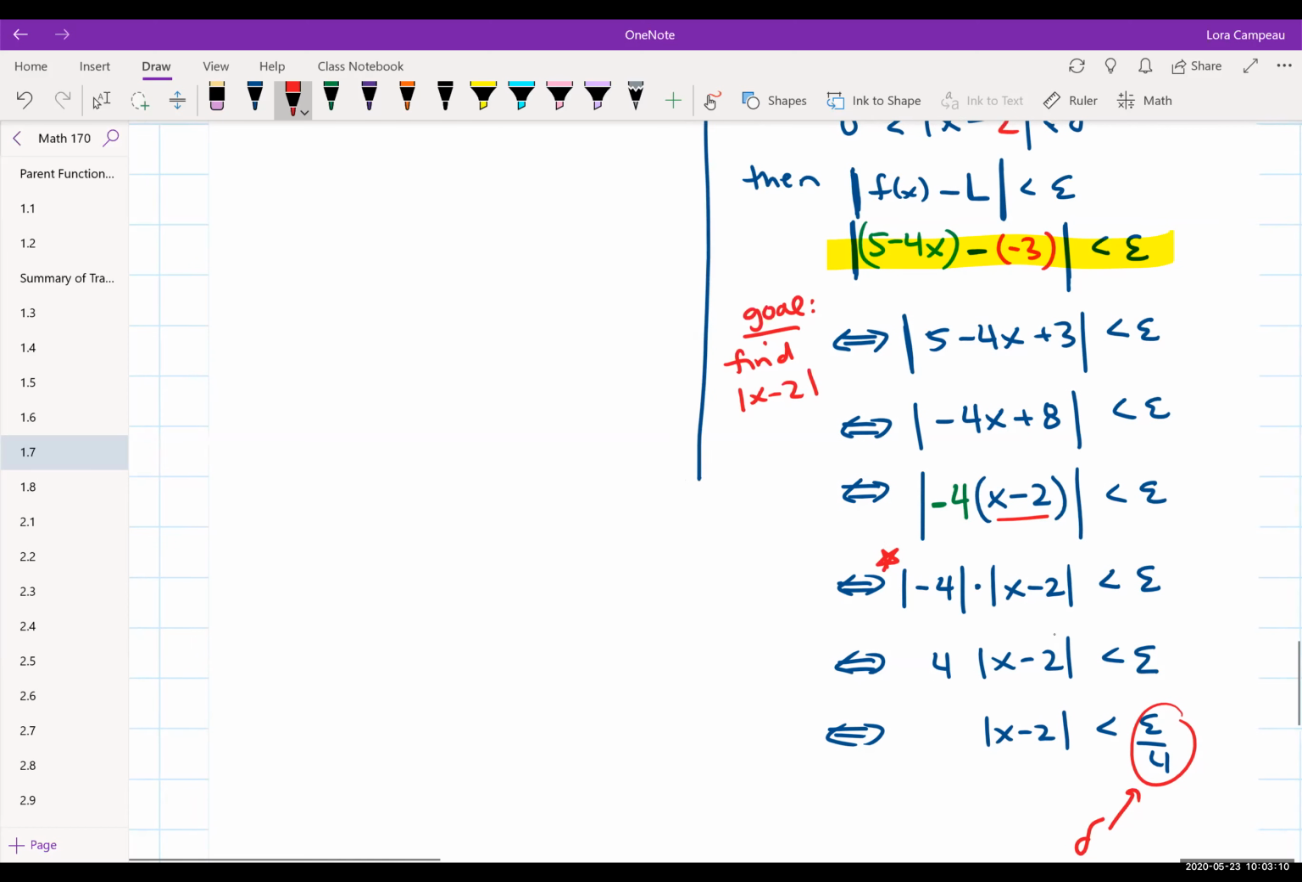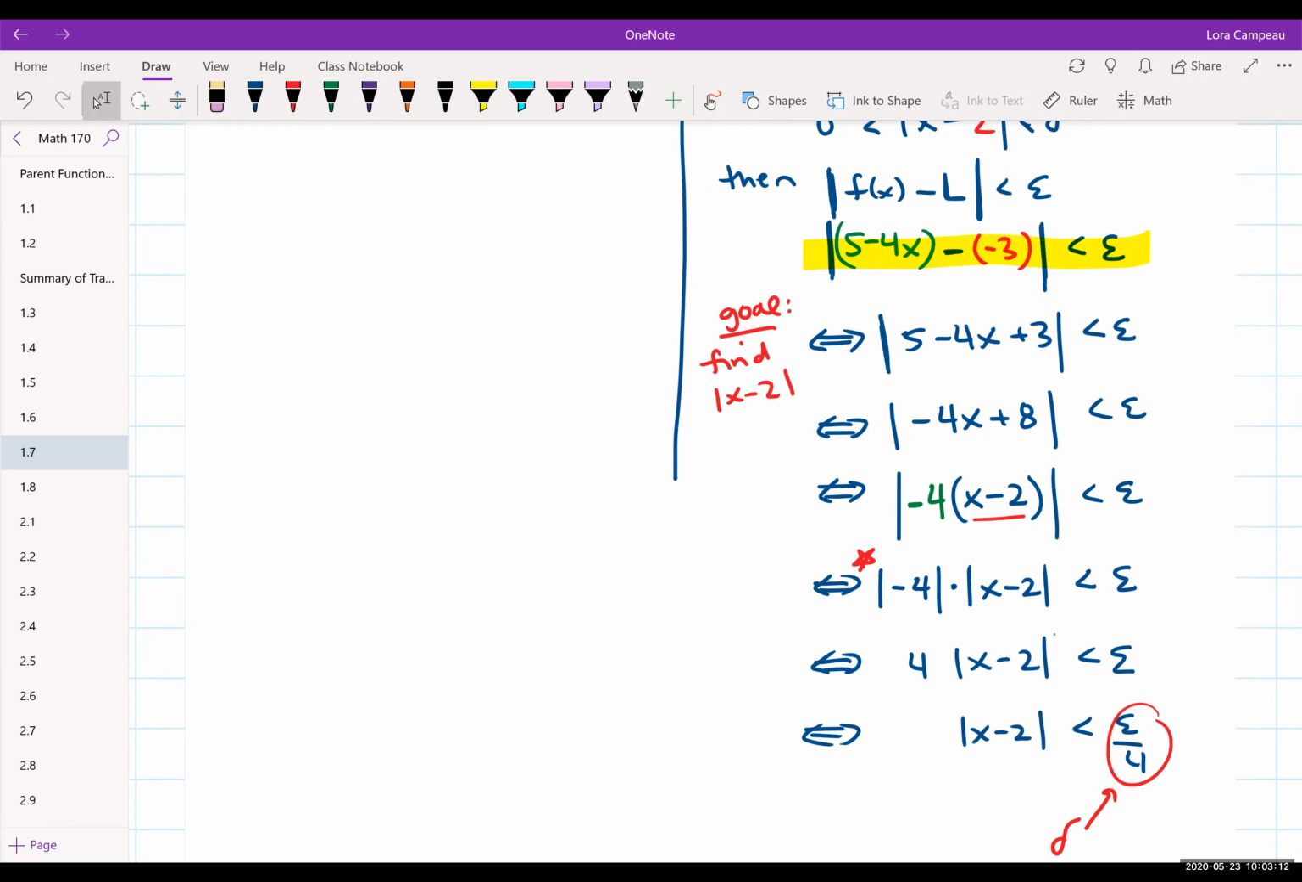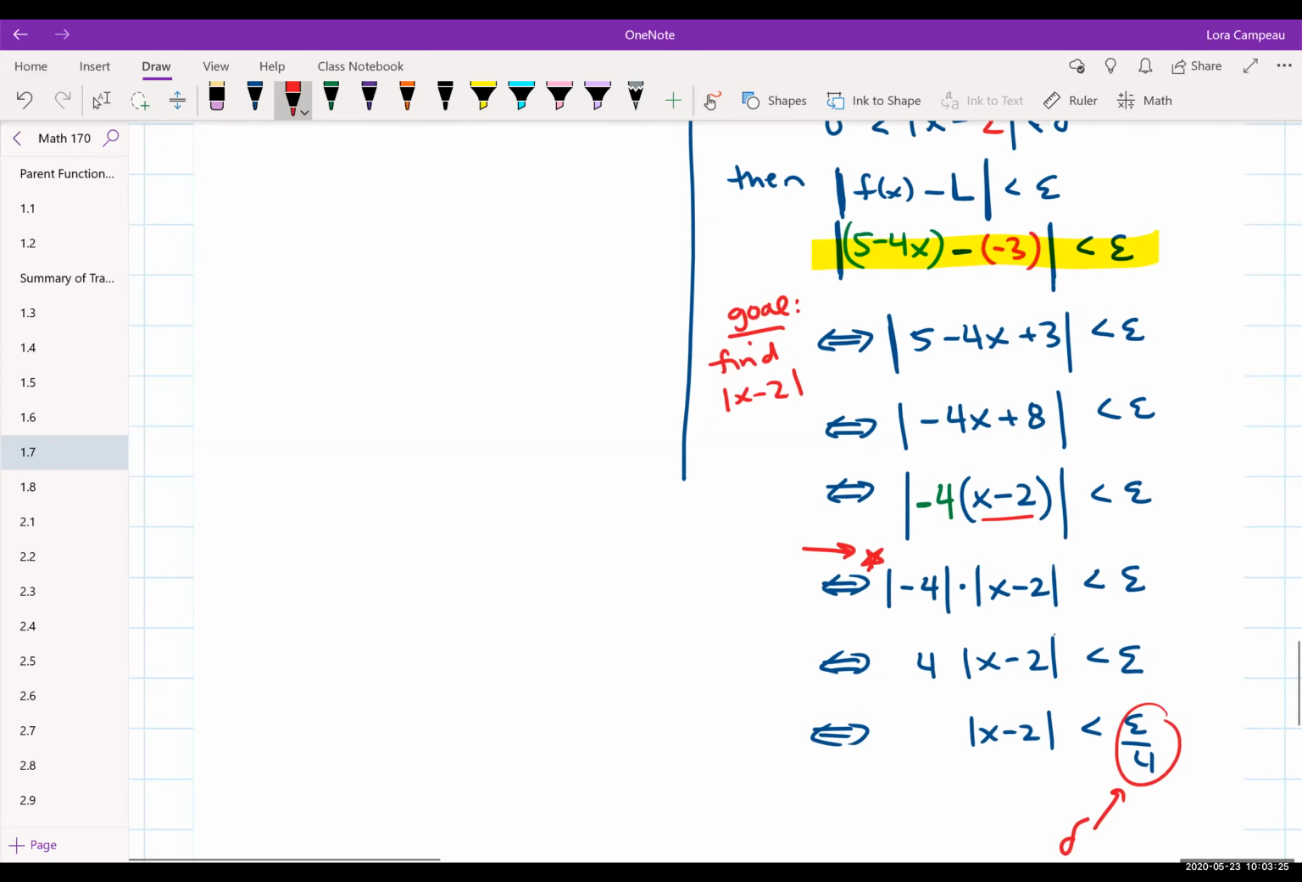So once we have delta, we're pretty much home free. We just have to restate everything in terms of the proof. And that step right here with the absolute value of -4, if we didn't work backwards first, we might not be able to figure out what to do in our proof. So look into that.